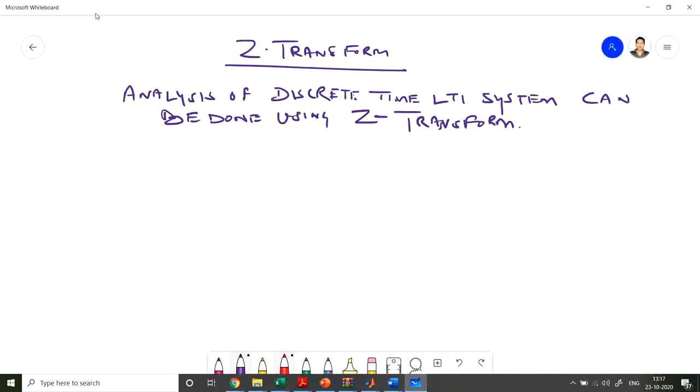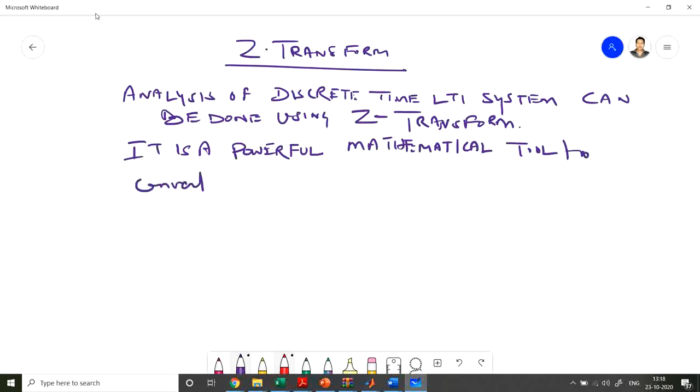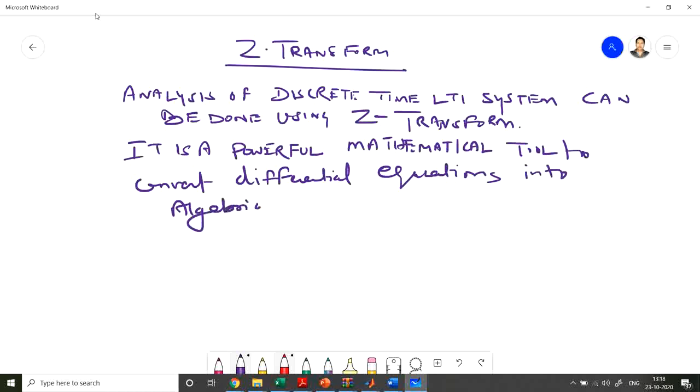So basically, what is the Z transform? The Z transform is a very powerful mathematical tool to convert difference equations into algebraic equations.